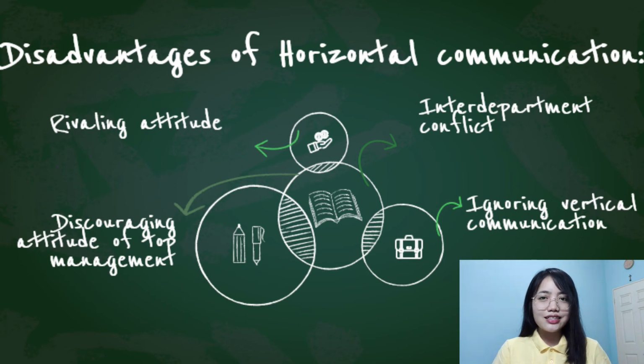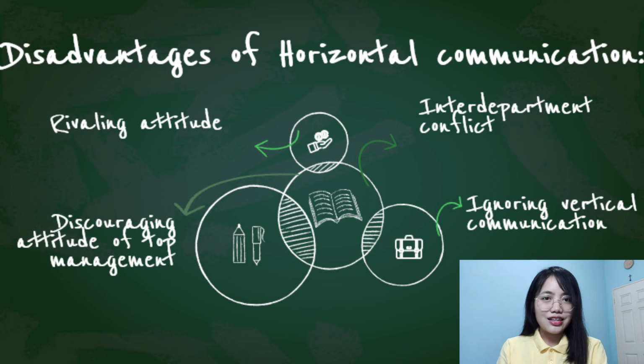The second disadvantage is that this can cause interdepartmental conflicts. Now, horizontal communication success depends on good relationship between the sender and the receiver. So, any existing conflicts or suspicions or misunderstandings will cause this horizontal communication to be ineffective.